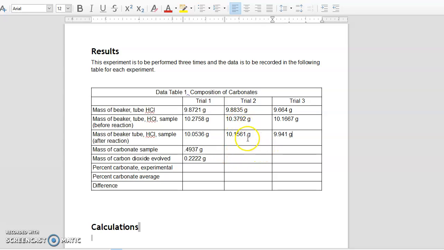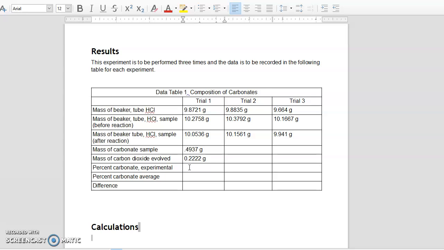The difference between these two will be the mass of the carbon dioxide evolved. The difference between these two will be your mass of your carbonate sample. The difference between these two will be the mass of the carbon dioxide evolved. So what's the percent carbonate in this experiment? Now, further down, what they do is they show you how you calculate the different ones, okay?